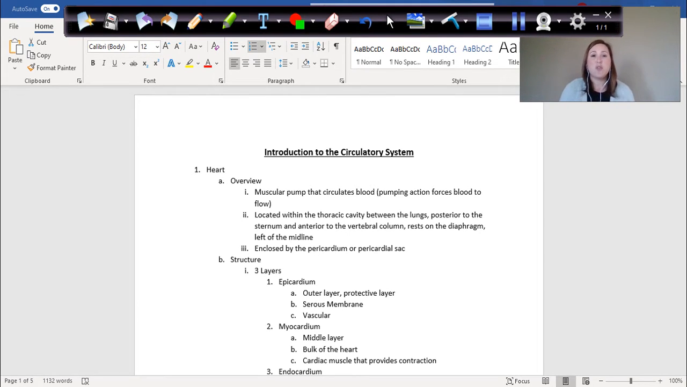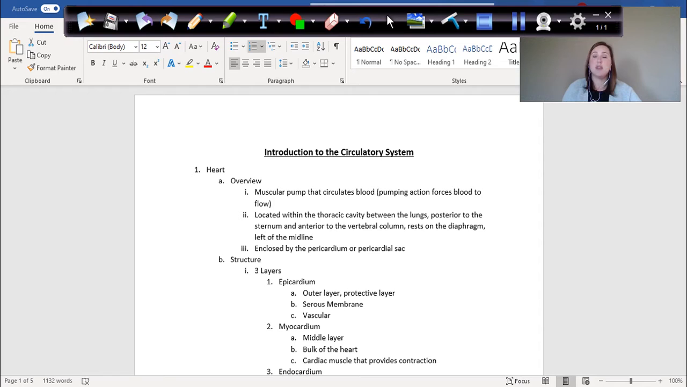As an overview, the heart is a muscular pump that circulates blood. It's that pumping action that forces blood to flow throughout the body. It's located within the thoracic cavity, between the lungs. It's posterior, so if we remember about posterior, it's behind your sternum, and it's anterior to the vertebral column, so in front of the vertebrae, in between your breastbone and your backbone.